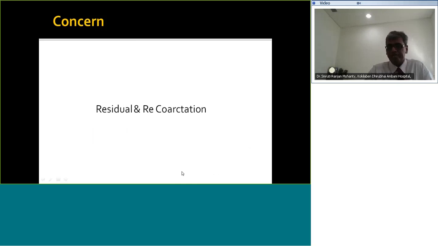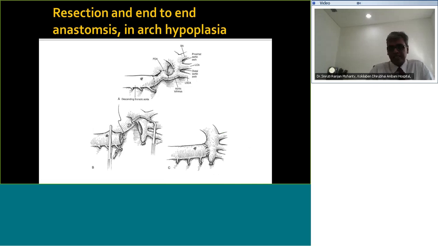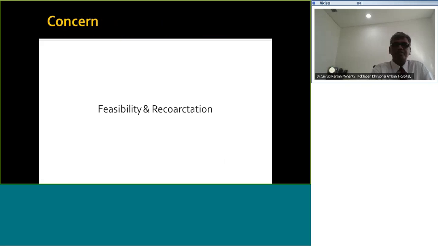Now, in this technique, obviously, you can have a fantastic result initially, but there is always a concern of residual coarctation or recoarctation. Now, in arch hypoplasia, what is desired is that this whole descending aorta, after excision of the coarcted segment, is mobilized up, and it is almost tacked to the undersurface of the arch, with maybe a fresh incision at the lesser curve of the arch. So the final repair looks like this. This we call extended resection and end-to-end anastomosis.